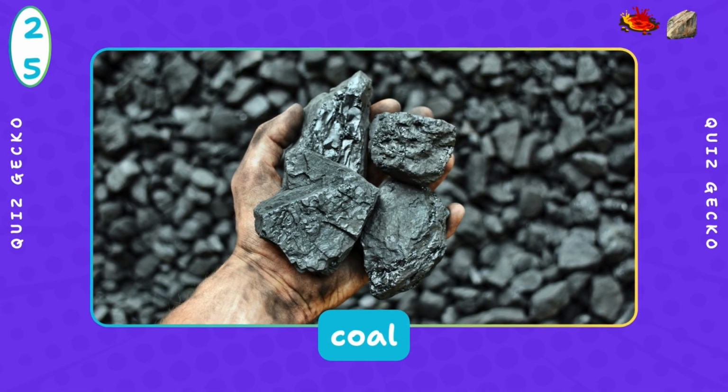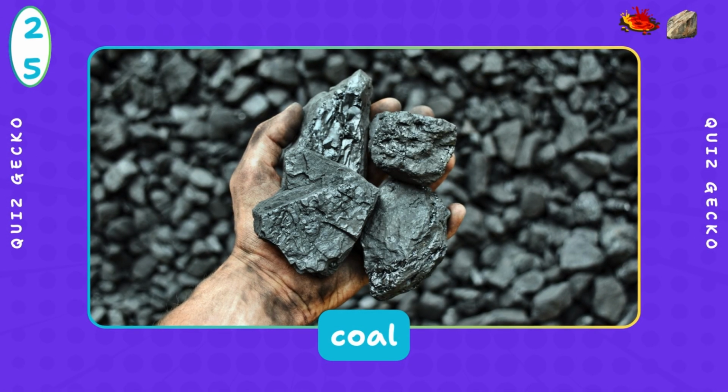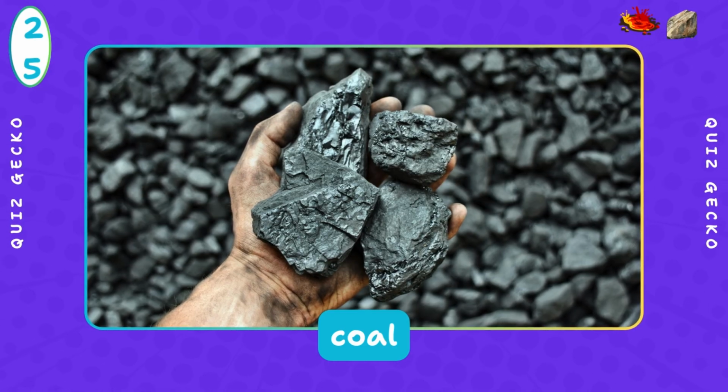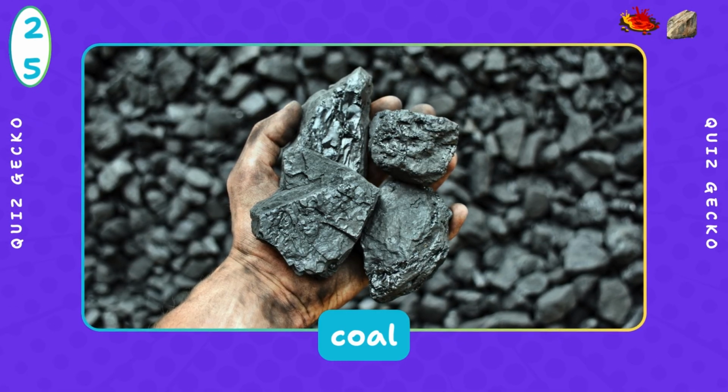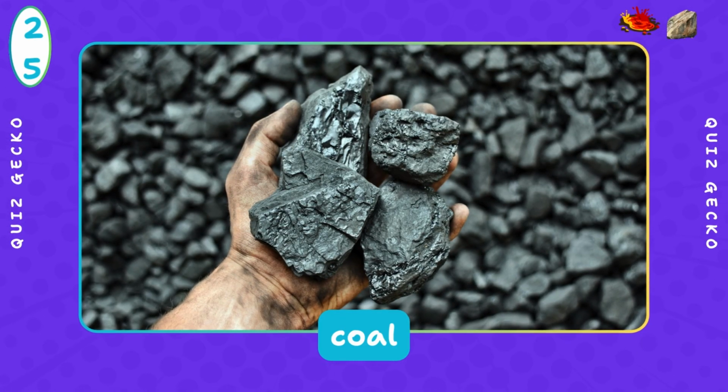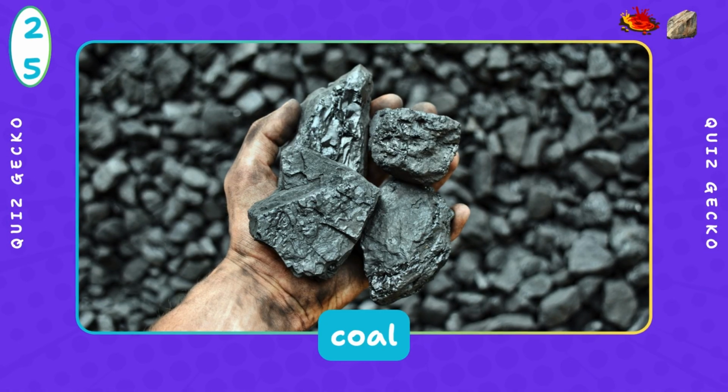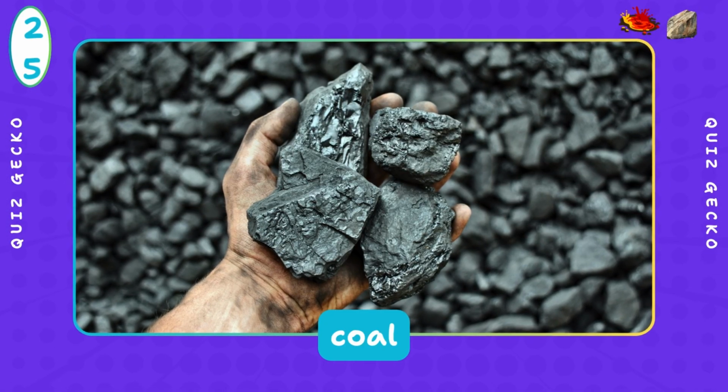Coal. Dead plants accumulate in ancient swamps where swamp water preserves them from complete decay, then layers of sediment bury the plant remains, and over millions of years, heat and pressure compress the material into coal.